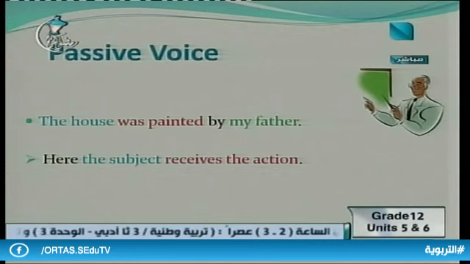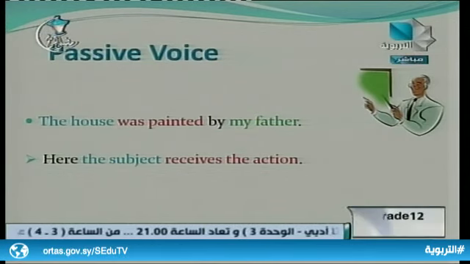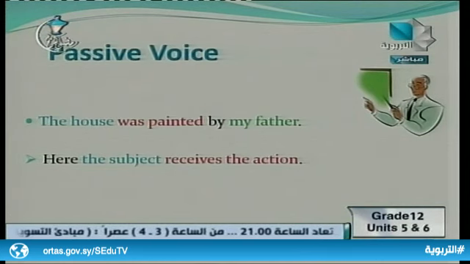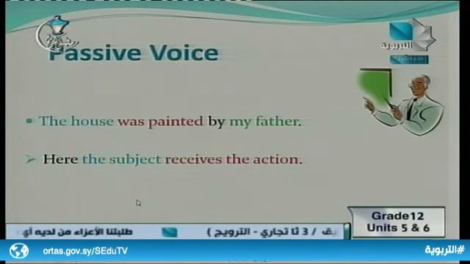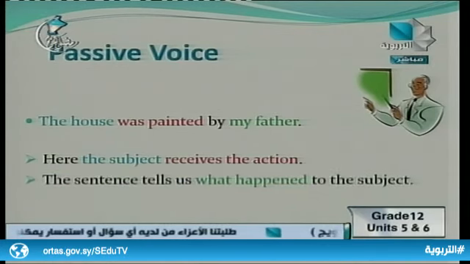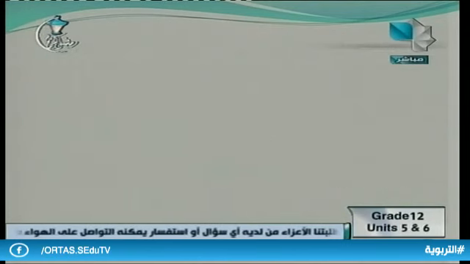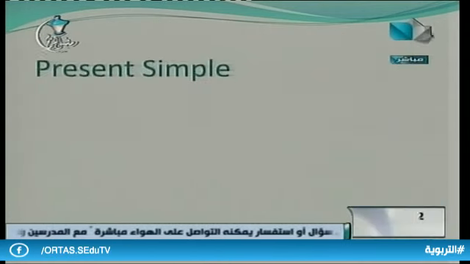An example: the house was painted by my father. Of course, here the sentence is written in the passive. Here the subject receives the action, as we said. Now, the sentence tells us here what happened to the subject. Now, let's start with the present simple, please.